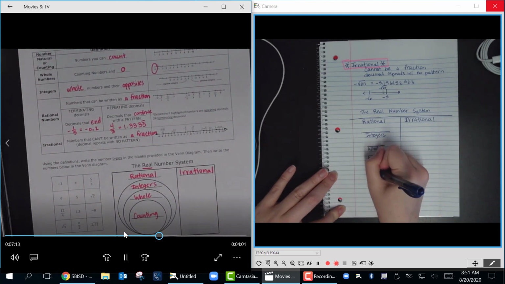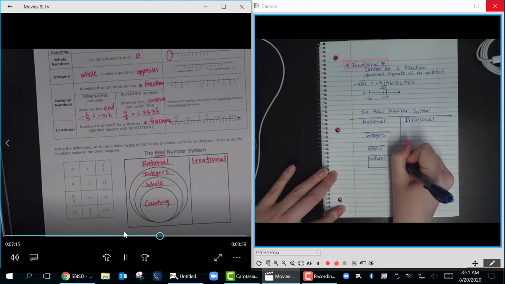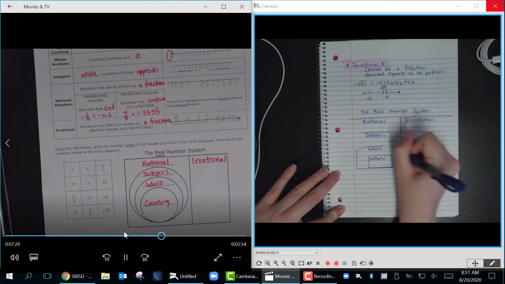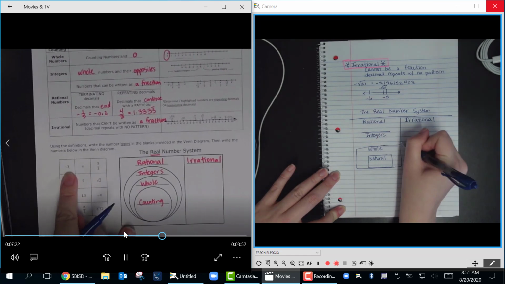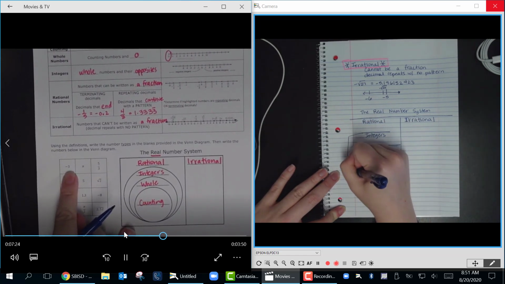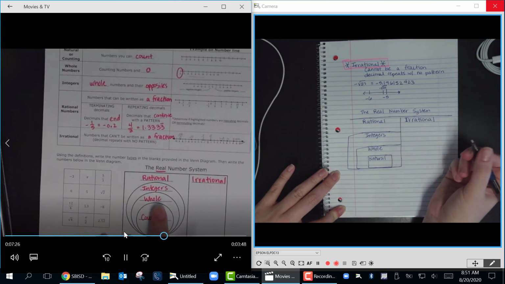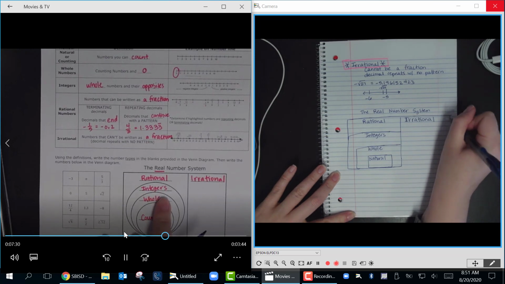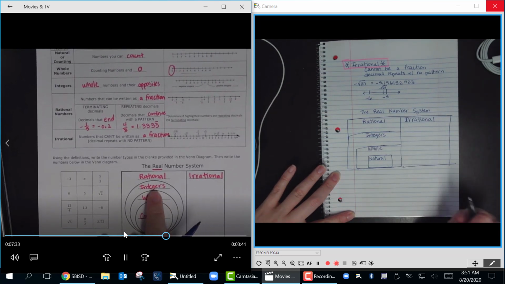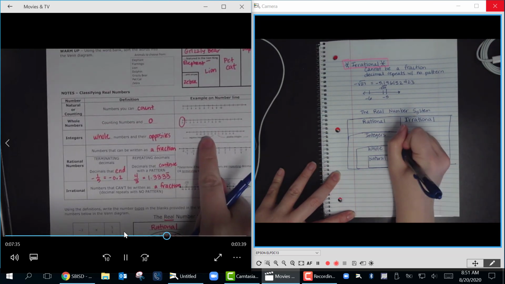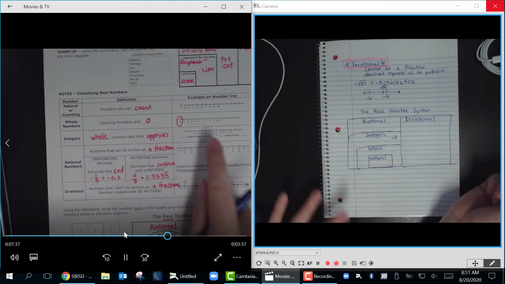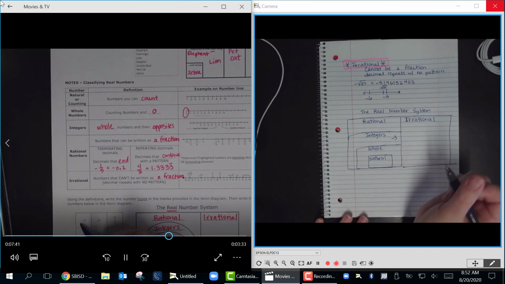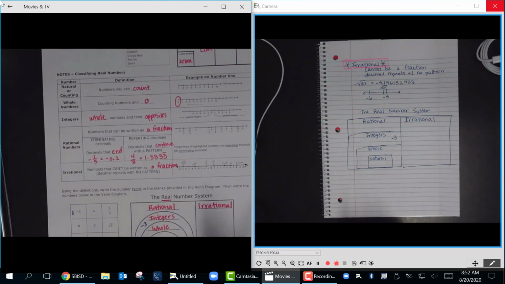If we look at negative 3, where would I put that? Is it a counting number? Do we see 1, 2, negative 3? No, we say 1, 2, 3, so it's not counting. It's not whole because whole numbers are counting numbers plus 0. Integers, if I look, there's negative 3 on my integer number line, so I'm going to put negative 3 in here. I'm going to mark this as I finished it.